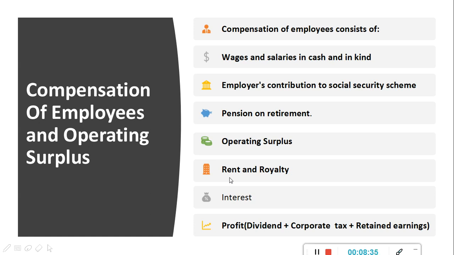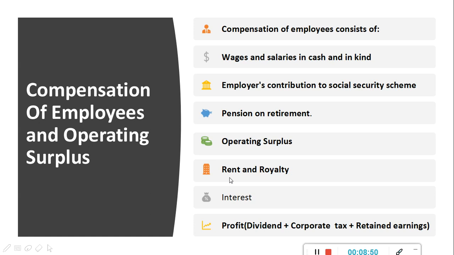Interest is the income received by the lender of funds from a productive unit. With borrowed funds, firms purchase their capital goods like machinery to increase their productive capacity.